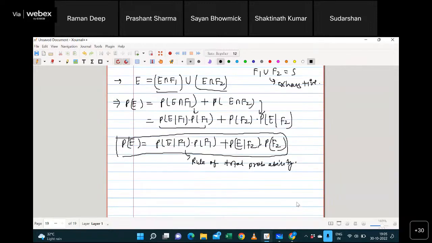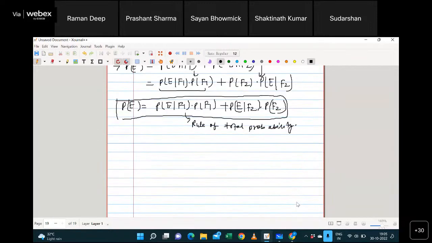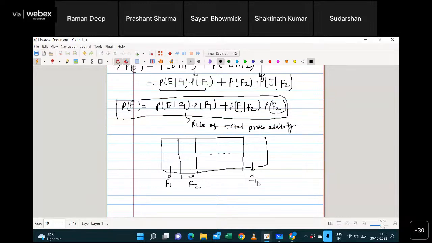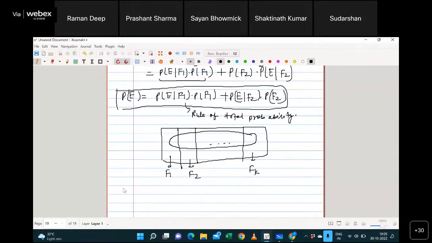Similarly, we can think for three or more events. Suppose I have F1, F2, and so on, up to Fk, so K events are there, and there is an event E occurring. So what's the probability of event E?